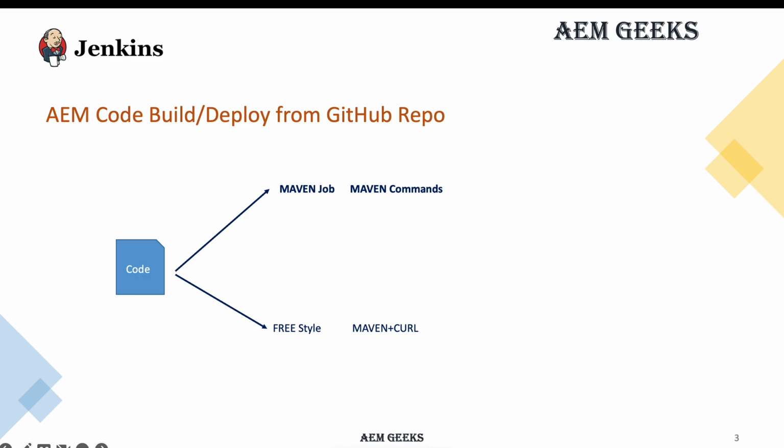So there are a number of ways you can write these kinds of jobs. But in this tutorial, I'll talk about two types: Maven type of job and freestyle type of job. In a Maven type of job, you can achieve everything using Maven commands. You can do the same thing in freestyle as well, but I'll show you one by one. So as part of this tutorial, we'll see how you can create a Maven type job.